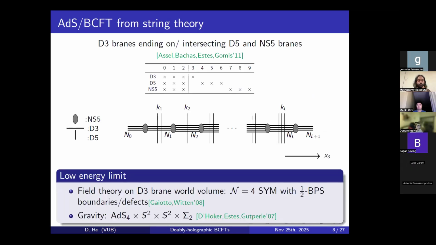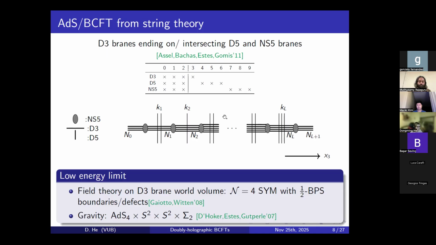And to get AdS/BCFT from string theory is very similar, but with some extra things. So in this case, the D3 branes need to end on or intersect D5 and NS5 branes. So the first table is the brane orientation. There are three common directions which can be thought of as a three-dimensional quantum field theory in the intermediate region. And on the left and right regions, there can be some semi-infinite D3 branes, which can be thought of as some super Yang-Mills on a half space. And collectively, we get some super Yang-Mills, but with some defects or boundaries in the middle.